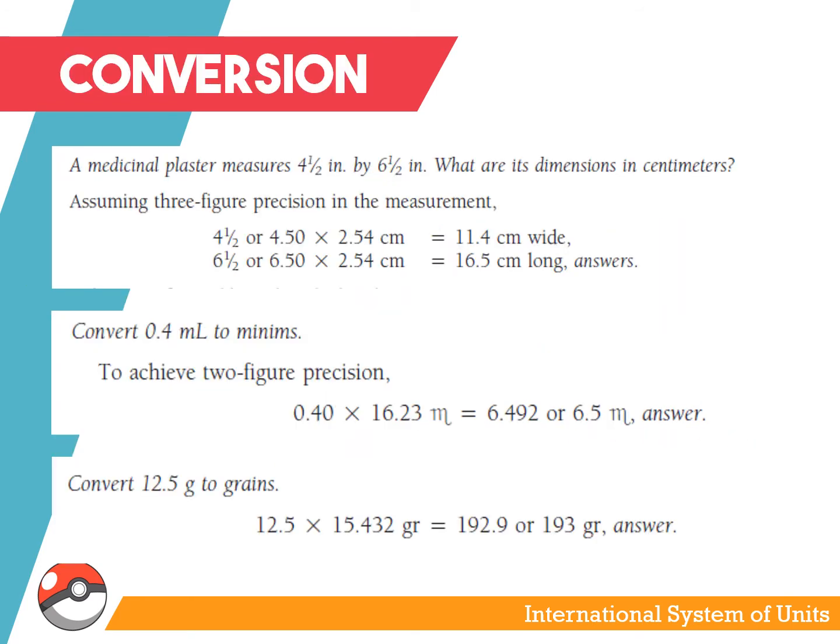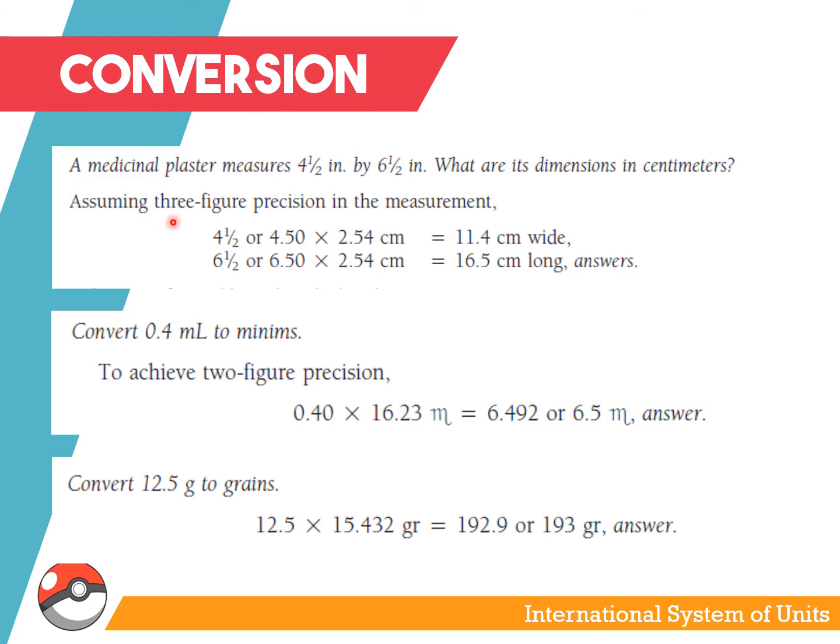So here is a series of conversion problems. If you memorize the conversion factors, this would be easy. So let's have this first example. A medicinal plaster measures 4.5 inches by 6.5 inches. What are its dimensions in centimeters?